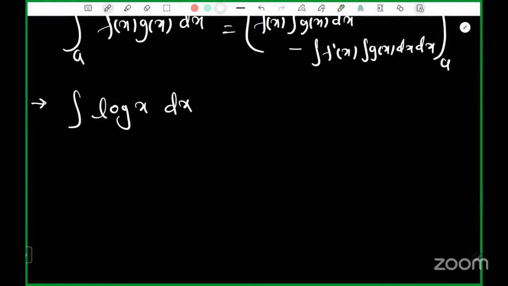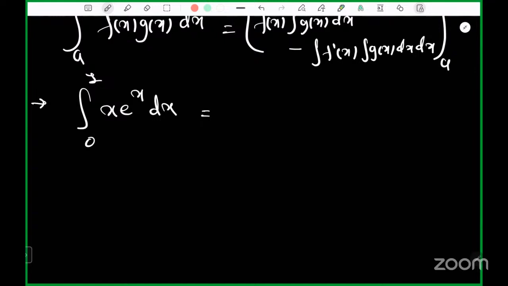Okay, so let's take another example. Suppose we want to find the integral of x e to the power x dx, from limit 0 to 1. Our approach is to take one function as f of x and another one as g of x.